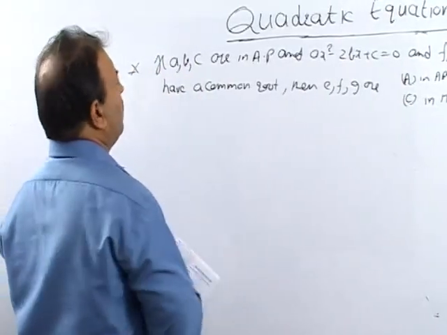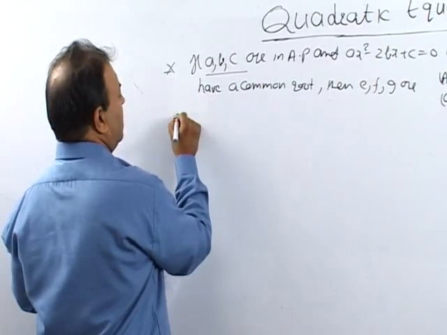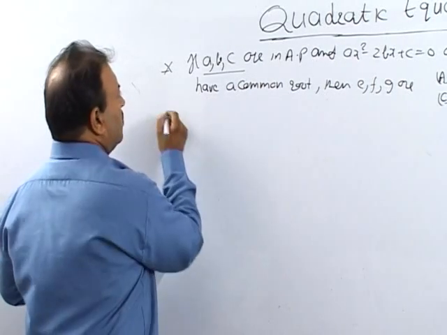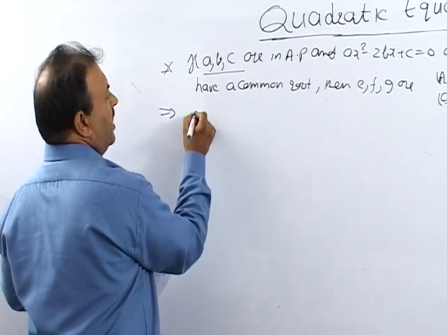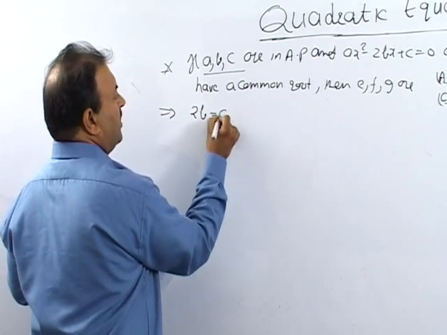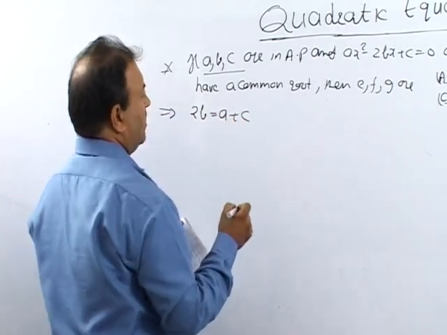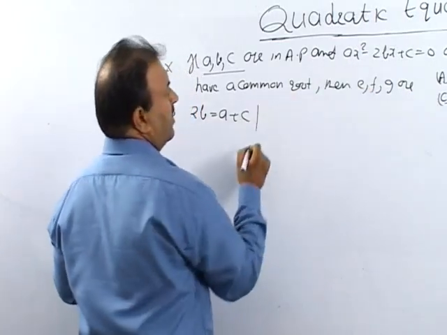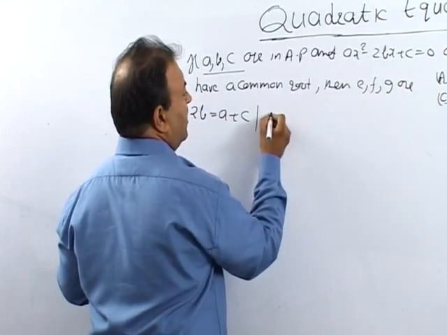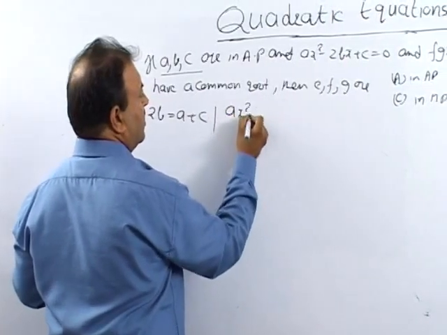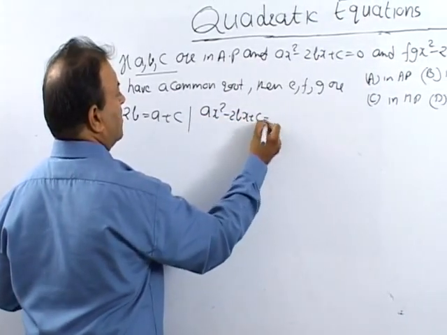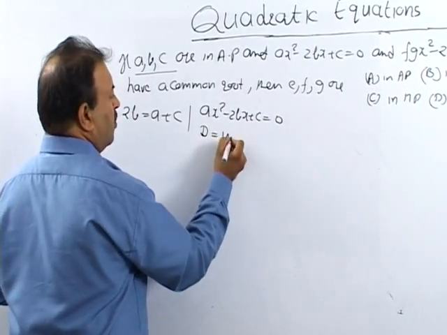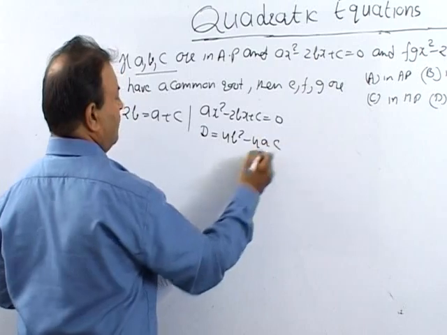So first of all, we'll start the solution. A, B, C are in AP, that means 2B is equal to A plus C. We find out the discriminant of this equation, ax square minus 2bx plus c is equal to 0. Discriminant is equal to 4b square minus 4ac.